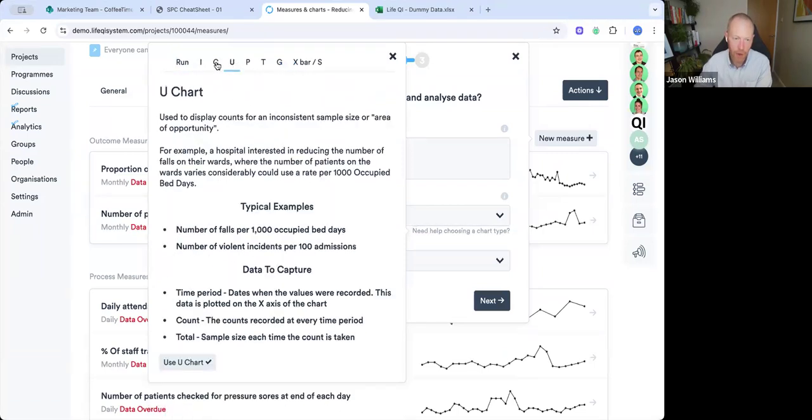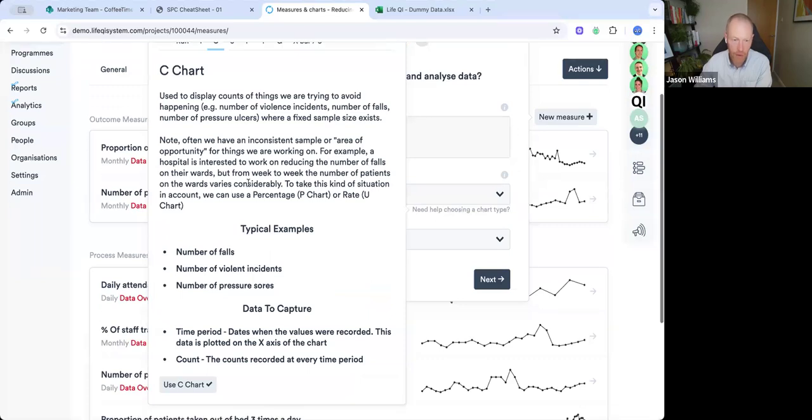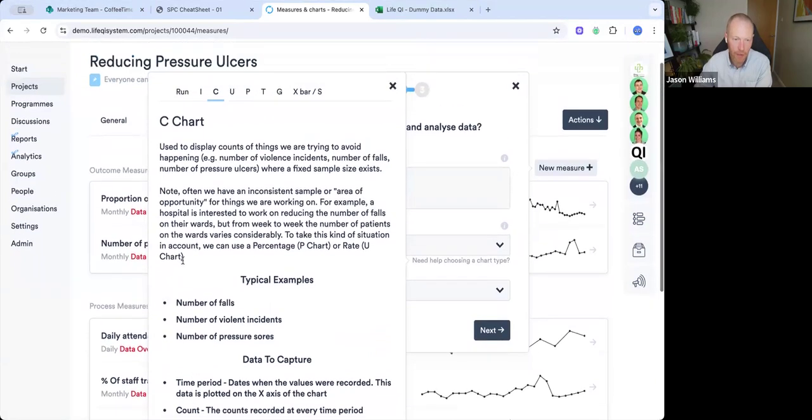And I can flick through each of the chart types, and it will give me a decent explanation as to what a C chart is all about, why you might use it, typical examples of what you might use it for, and then it details the data that I will need to capture. So these are almost like your column headings for your data sheet. So time and count for that one.